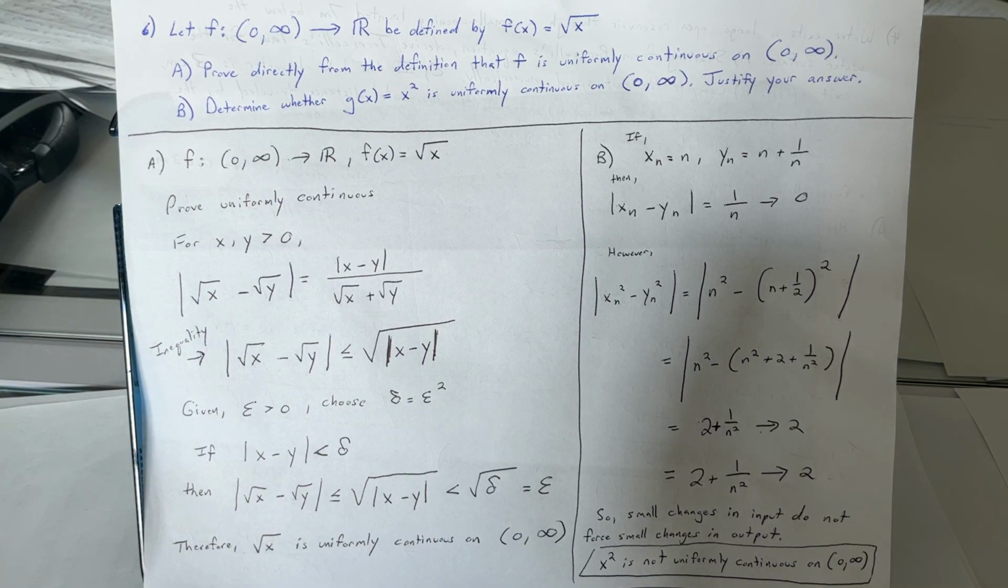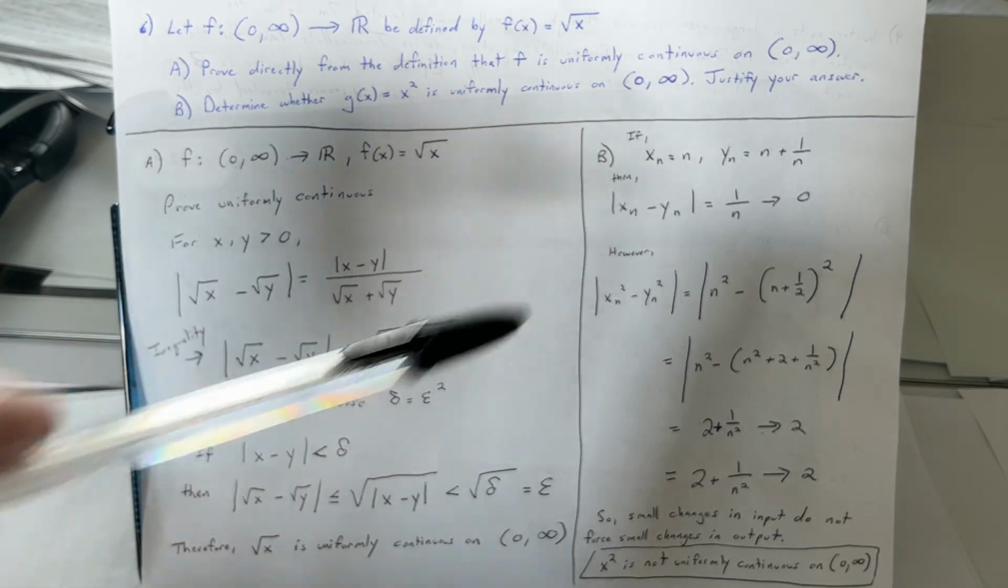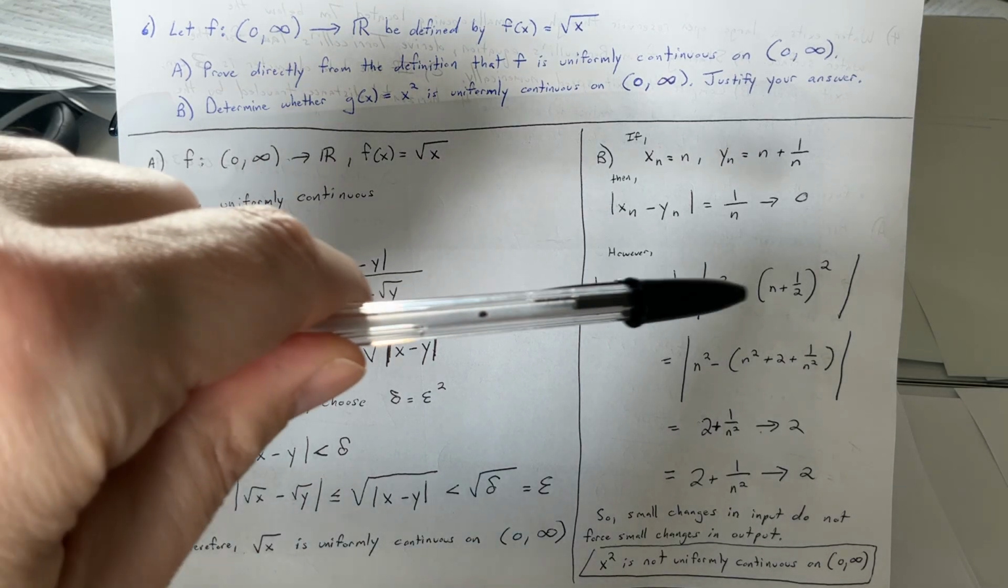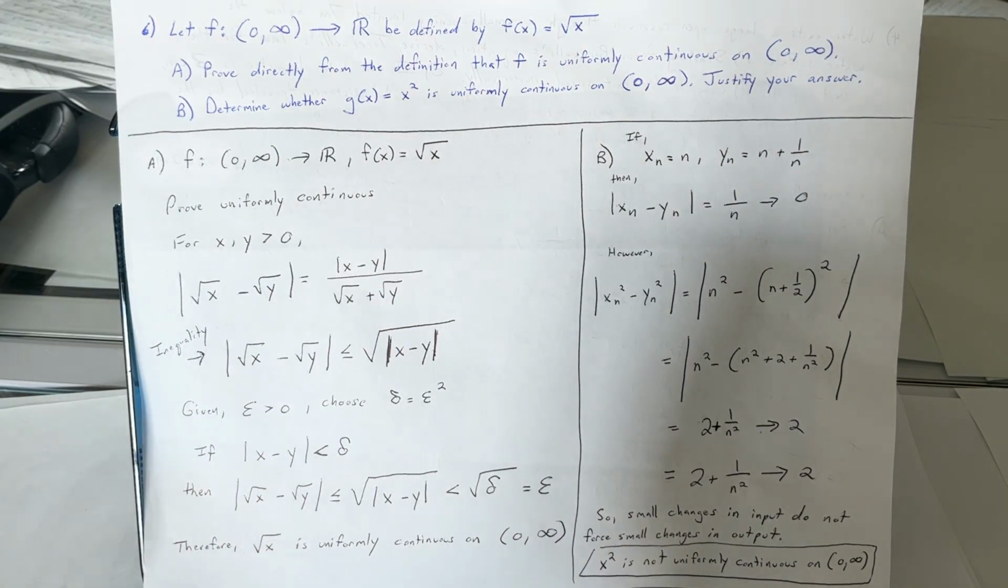If x sub n equals n, y sub n equals n plus 1 over n, okay, then we take the absolute value of x sub n minus y sub n. That equals 1 over n. That's going to 0. However, the absolute value of x sub n squared minus y sub n squared, that equals this. n squared minus the quantity n plus 1/n squared. Take the absolute value of that.